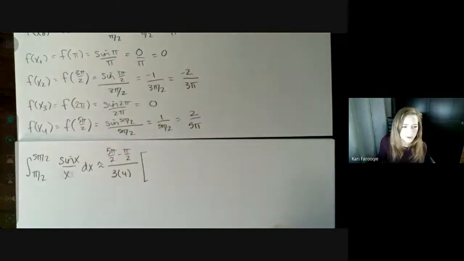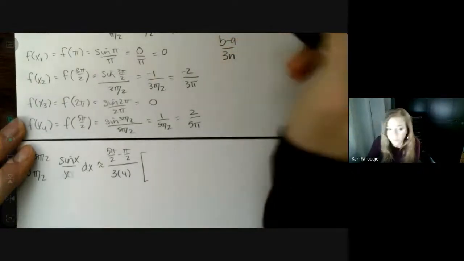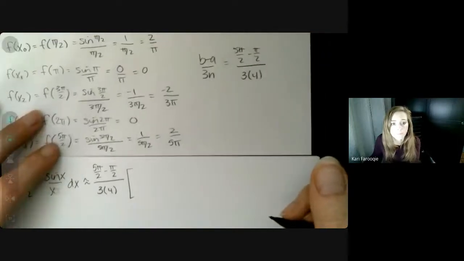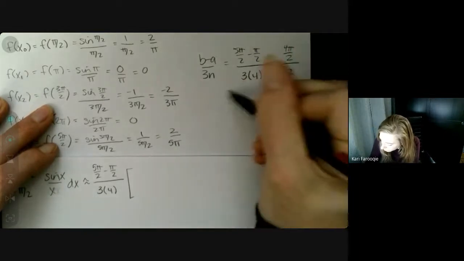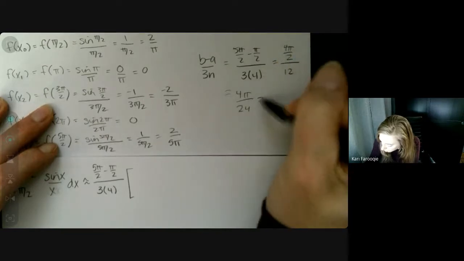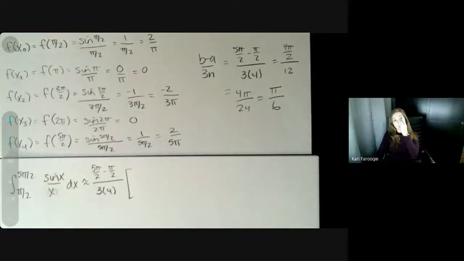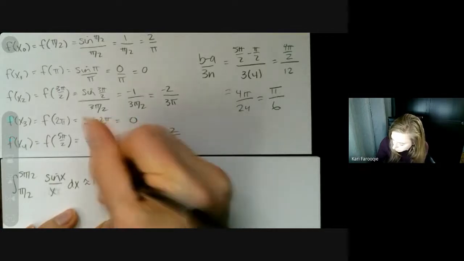We might as well look, I simplified everything else. I'm actually going to do this off to the side because now it's bothering me. B minus a over 3n is going to be 5 pi over 2 minus pi over 2 divided by 3 times 4. 5 pi over 2 minus 1 pi over 2 is 4 pi over 2 divided by 12, which is 4 pi divided by 24, which is pi over 6. So I'm just going to write this as pi over 6. The last thing we need to do is enter this in our calculators. That'd be a nightmare.